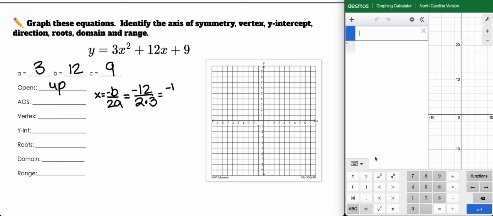So that's going to give us negative 12 at the top. 2 times 3 is 6. So we got negative 12 divided by 6 will be negative 2. So our axis of symmetry is x equals negative 2.